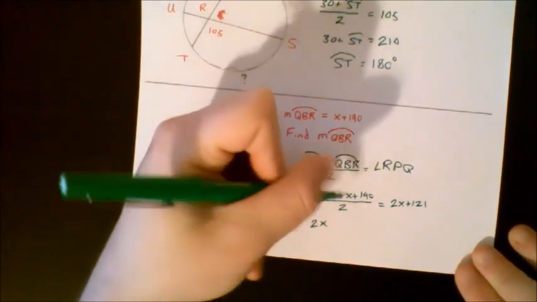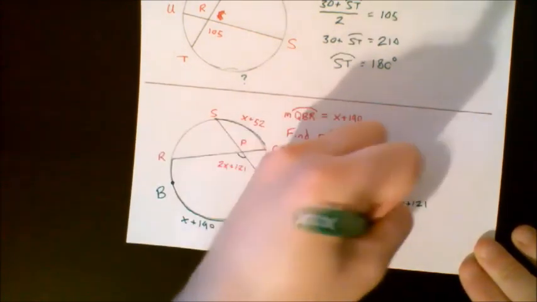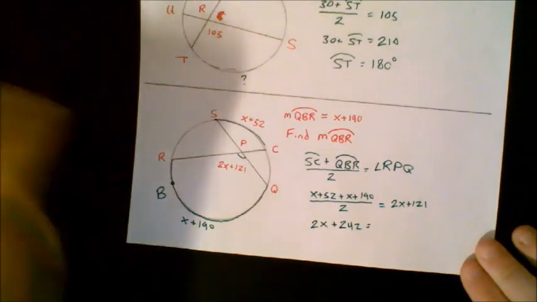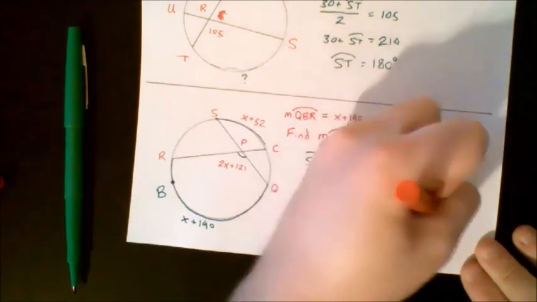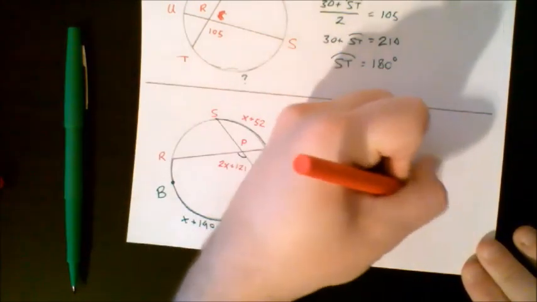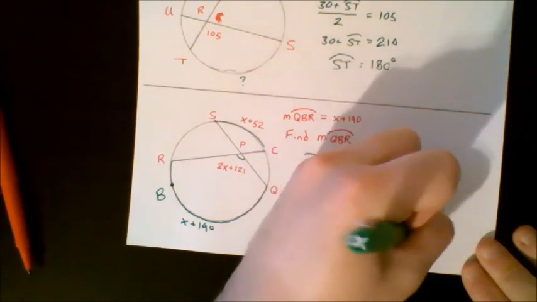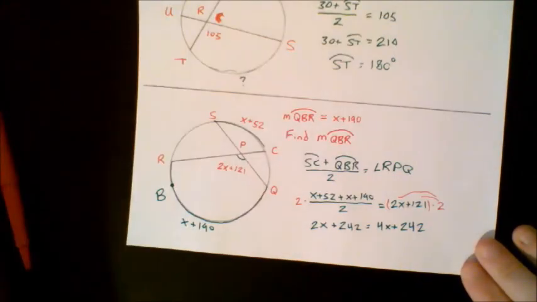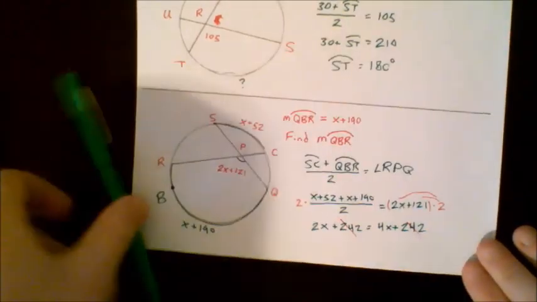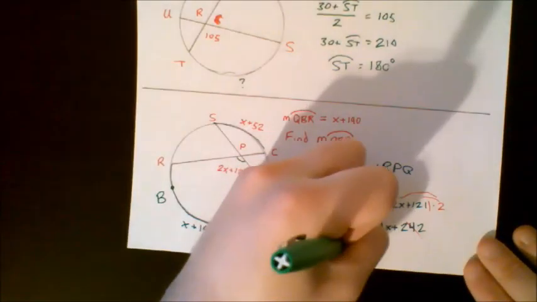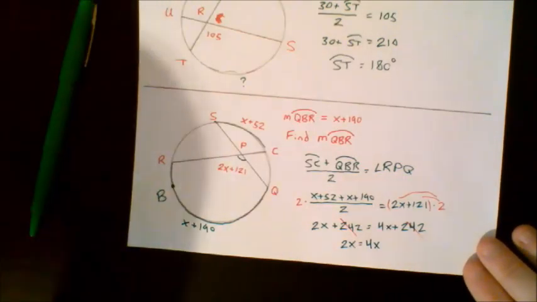We got 2X plus, it looks like 242 equals, here's what I'll do. I'm going to go ahead and multiply that 2 over. Equals 4X plus 242. So what we have now is 242 on both sides. That just cancels out. We are left with 2X equals 4X. Well, that's kind of weird.